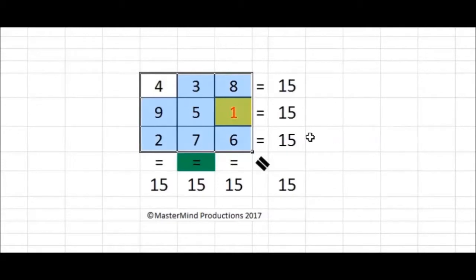If you check the totals, you will notice that it's 15 for all sides. So it's a magic square.